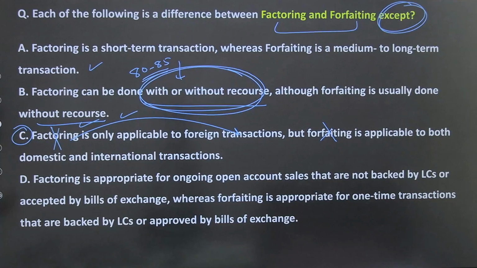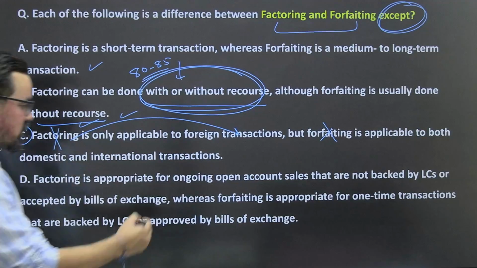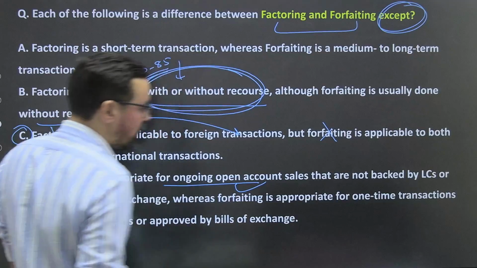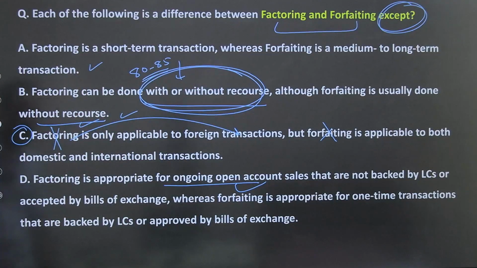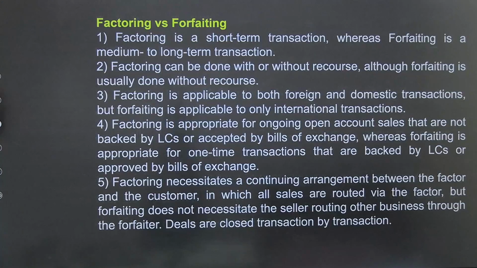Factoring is appropriate for ongoing open account sales that are not backed by LC or accepted by bill of exchange, whereas forfeiting is appropriate for one-time transactions that are backed by LC or approved by the bill of exchange. So C will be the correct answer because it is incorrect regarding factoring and forfeiting.